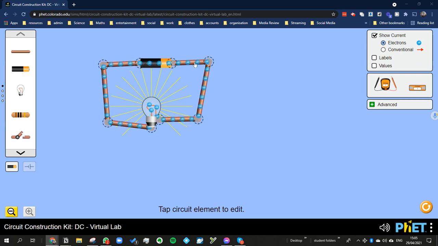Now, we've got a couple of words we want to use here. The first one is current. So it says show current here. We're going to show the electrons moving around. So current is basically, we can think about it as the flow of electrons, but it's basically the flow of charge.